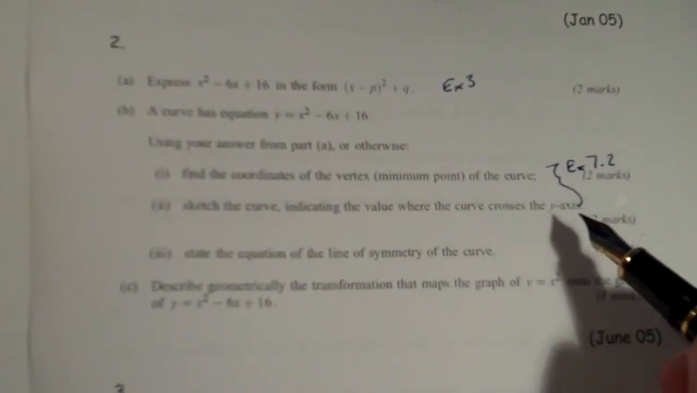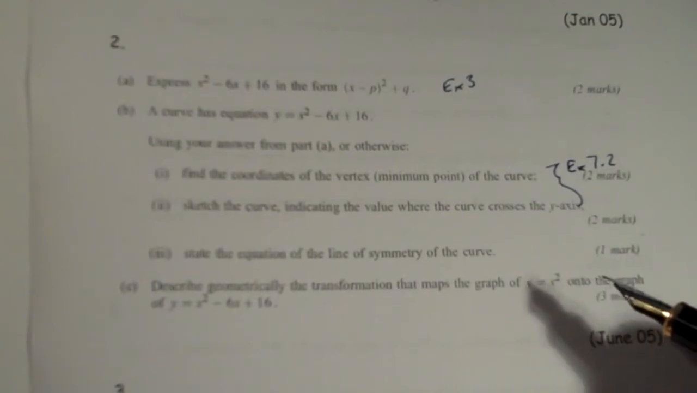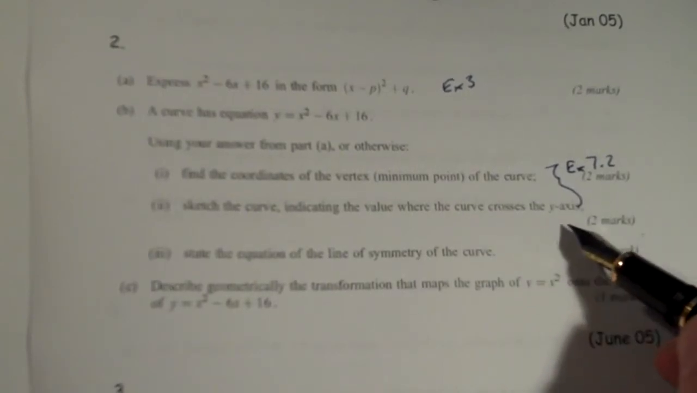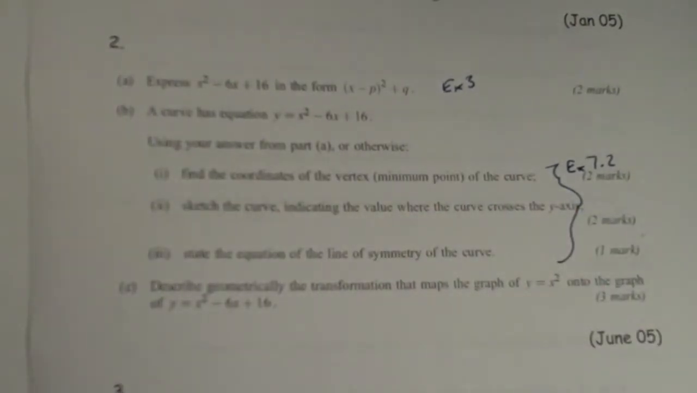shows you all you need to know really about sketching that kind of curve, showing the position of a vertex and its line of symmetry. So the whole of part B, that example will help with.